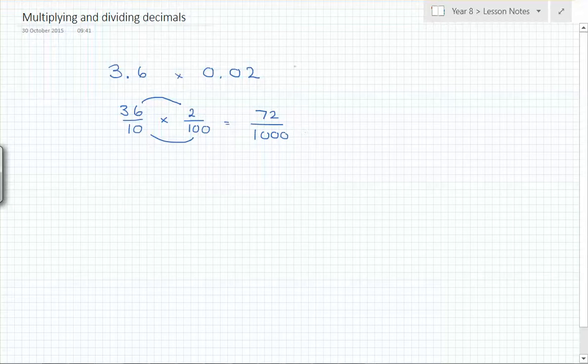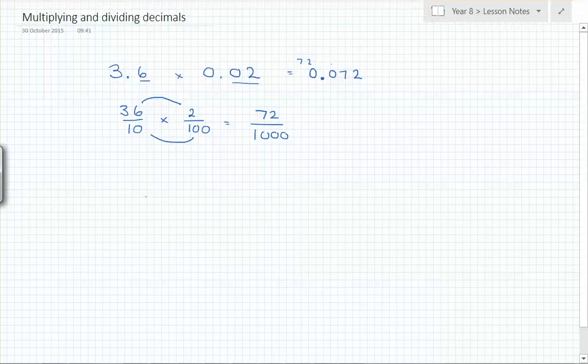Now, the answer I could say is 72 over 1,000, but if I want it to remain in the decimal format, I have to do 72 divided by 1,000, which is 0.072. Because if it was 72, we have to move it 1, 2, 3 spaces to be divided by 1,000. So 0.0. Now, this is why, because 10 times 100 is 1,000, 1 decimal place and 2 decimal places makes 3 decimal places. But that's the reason why it is that way. Okay, so it works with multiplication.